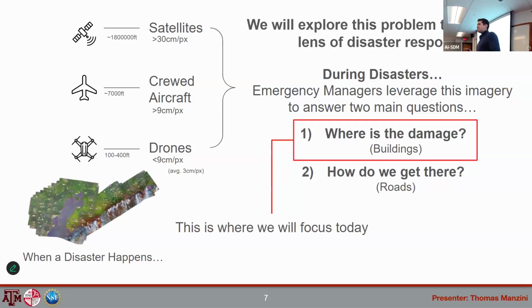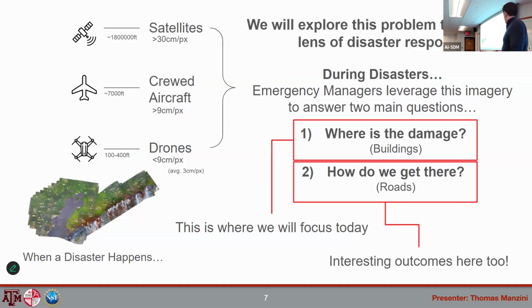The vast majority of this conversation today is going to be focused around building damage, because that's probably the most mature effort in the academic realms and also in our efforts. But there's also some interesting work that we're doing on roads. I'm not going to have too much time to talk about it, but I'll have some slides that call out to it.